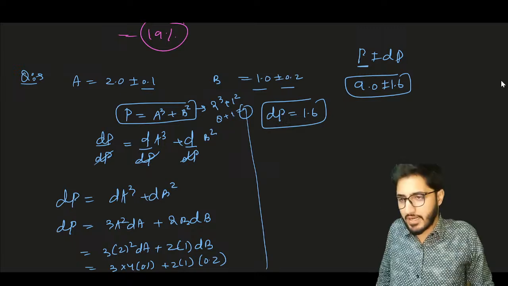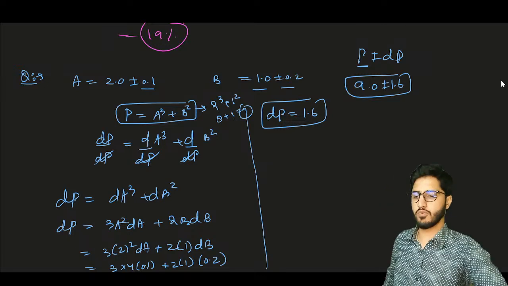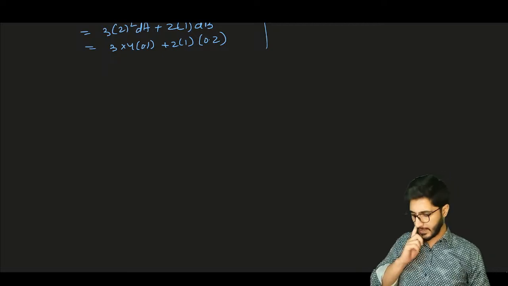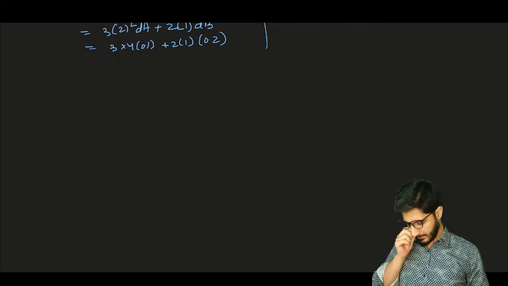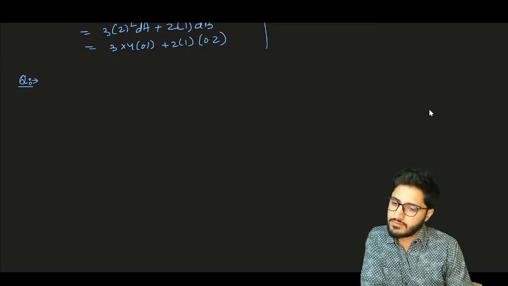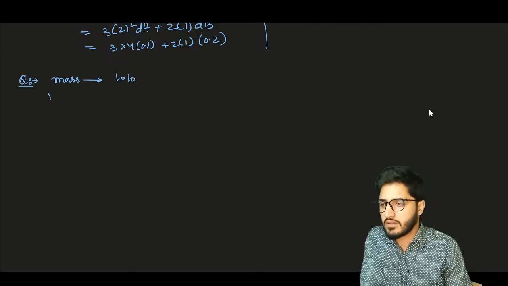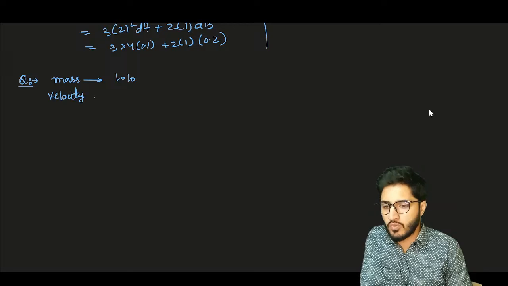Now we will do a last numerical and we will conclude this portion. Last numerical, I will write this one in a very good way. Mass gets changed by 1%, velocity by 2%. Then what would be the change in kinetic energy?